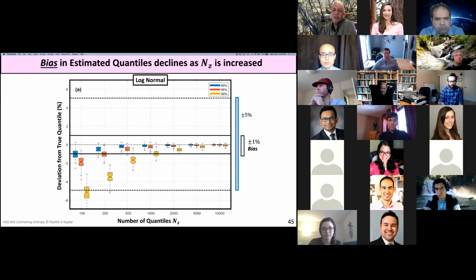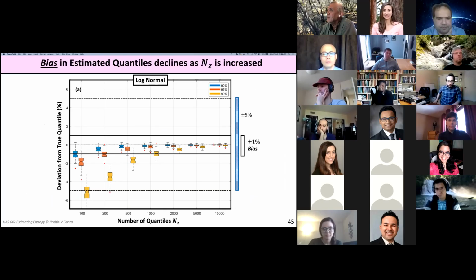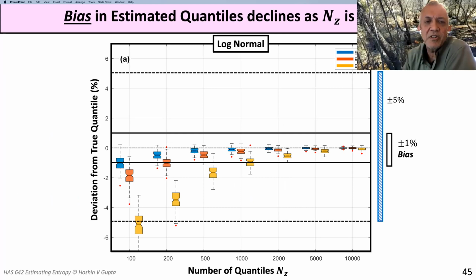But here's the plot that Gray is asking about. I'm increasing the number of quantiles as I go to the right. I'm drawing from the parent population, so I'm doing this with an infinite sample size, essentially. And I'm plotting the deviation from the true quantile for 90%, 95%, and 99%. And I'm showing you how that deviation, that bias, which is negative, goes to 0 as the number of quantiles becomes large enough, and how the uncertainty goes down.